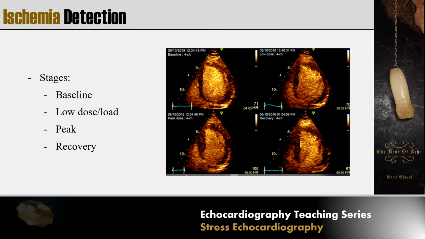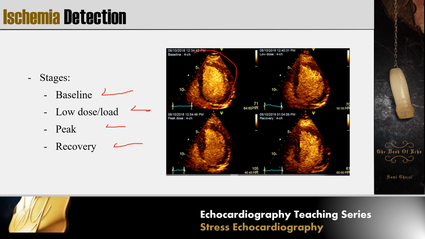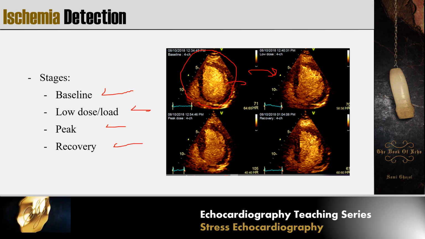Using an ultrasound enhancing agent is recommended when 2 or more segments are not adequately visualized, like any other indication for echocardiography. And when used, you have to use it in all stages. You will start from the baseline, low dose, peak, and recovery, because you need to compare apples to apples. You cannot compare one with contrast with one without contrast. So for the best result, you use it in all the stages.